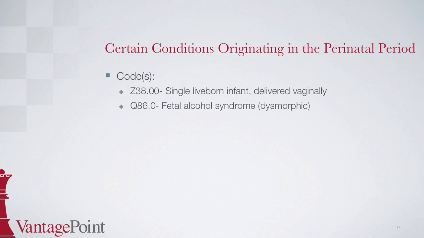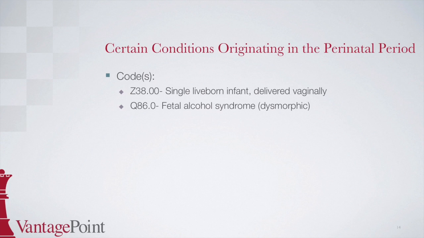The first code is Z38.00, single live-born infant delivered vaginally. Remember, to locate this code, start at newborn in the alphabetic index, which has the words infant, live-born, and singleton in parentheses next to it, followed by born in hospital, which points to Z38.00, which you would then confirm in the tabular. The next code is Q86.0, fetal alcohol syndrome.